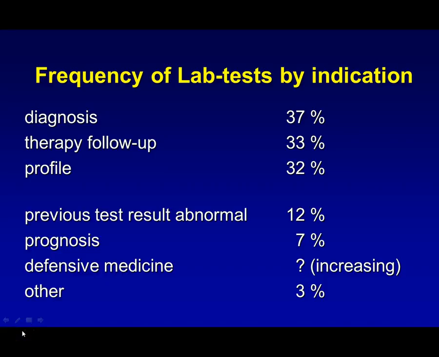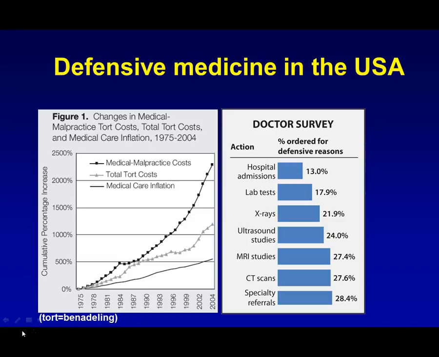Defensive medicine is increasing, and defensive medicine means that there are unnecessary lab tests, either to reduce adverse outcomes, to deter patients from filing medical malpractice claims, to provide evidence that the practitioner is practicing according to standard care, and all is to reduce the risk of claims. And here we see that in the USA, 18% of lab tests are ordered for defensive reasons.